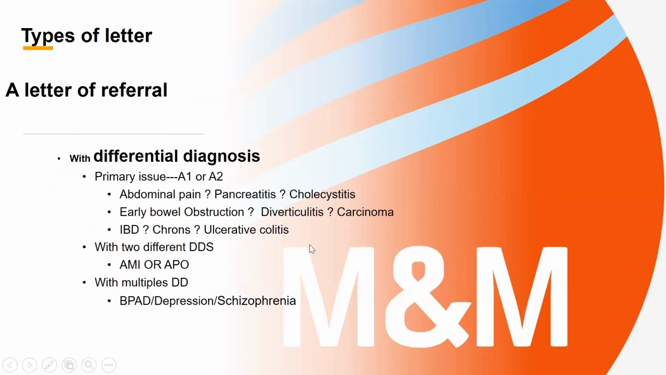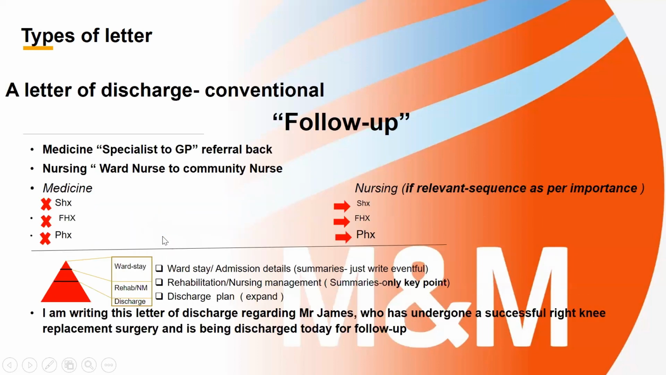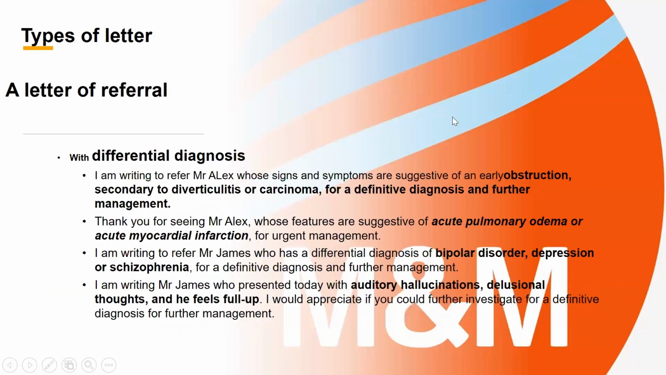in the introduction part. After that, we have a differential diagnosis. In the differential diagnosis, either we have a primary issue, such as early bowel obstruction, secondary, like due to diverticulitis or carcinoma, right? We can have this issue. Okay. So we have, let's say, IBD. We can write it down either Crohn's or ulcerative colitis. We have AMI, like two different differentials. We can write it down in different approaches. So now you can see there, the differential diagnosis can be written in this way.